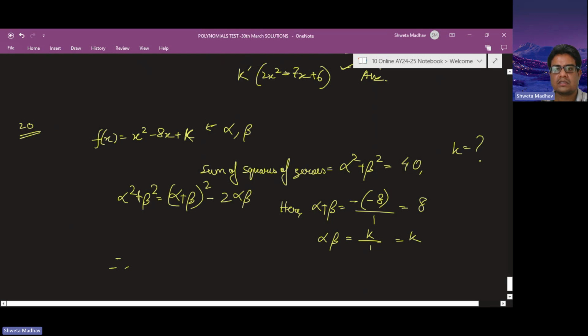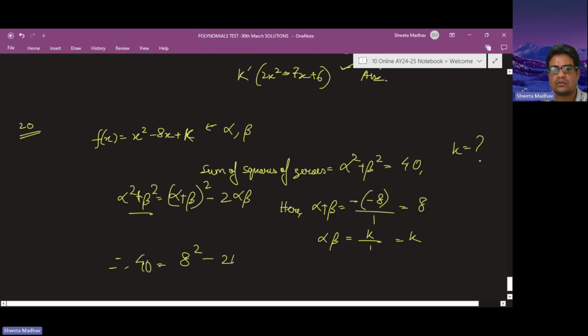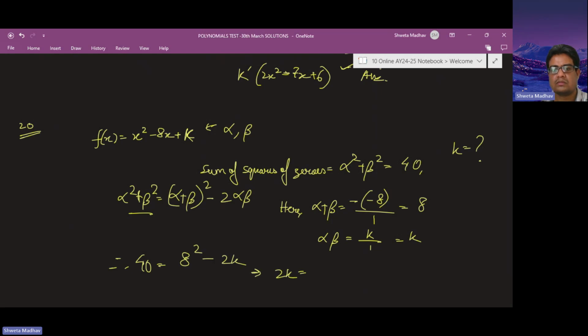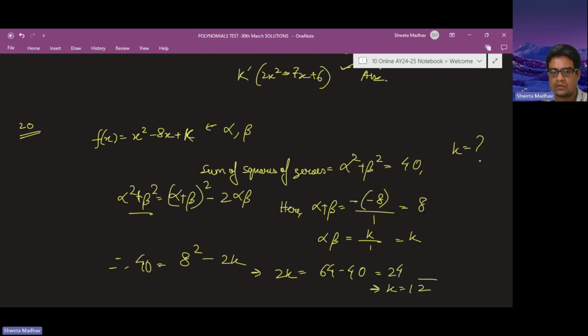So therefore, this is given as 40. So 40 will be equal to alpha plus beta whole square, so 8 square minus 2k. So 2k will be equal to 64 minus 40, which is equal to 24. So the value of k will be equal to 12. So 12 is the answer.